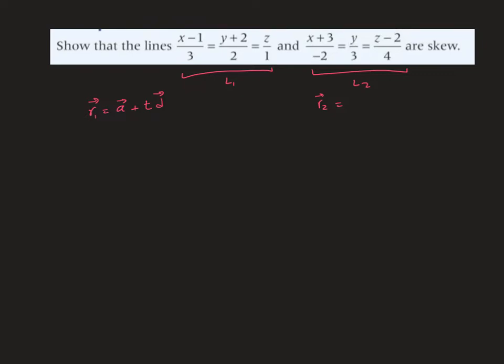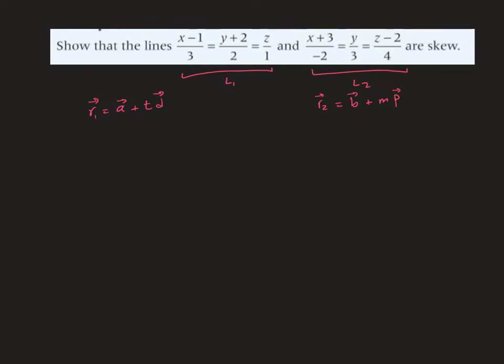R2 equals B plus m p. So the first thing that we need to make sure is that we identify the vectors d and p, because if they are skew, it means they're not parallel. So these two vectors should be different, but that is going to come on its own when we arrange our equations.